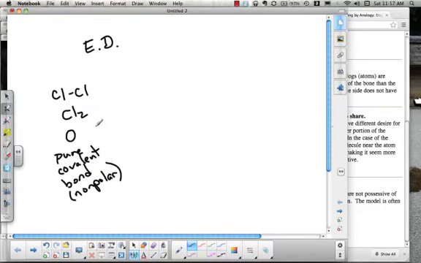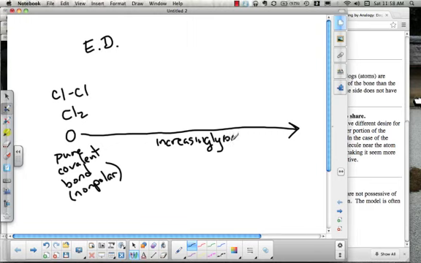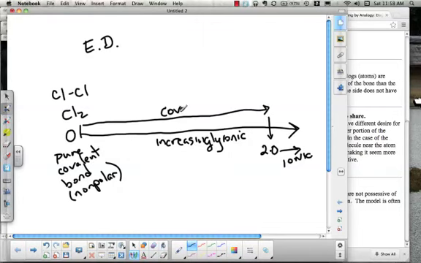If I go from 0, and I'm just going to draw an arrow as we go across, I'm going to put increasingly ionic. Different books will give you different cutoffs, and these cutoffs are just for students to enable you to make a call. Anything past 2, an electronegativity difference of 2, is ionic. Pretty much anything from 0 to 2 is covalent, but as we get closer to 2, we're getting increasingly ionic-like.